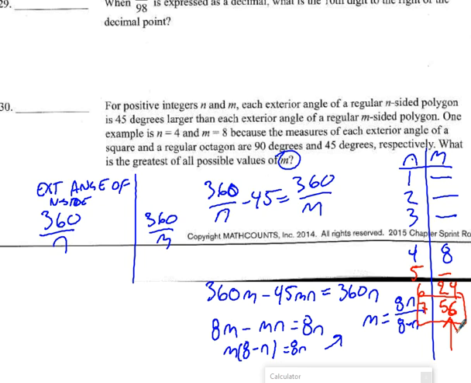The key to this one is knowing this conjecture right here. If you know that conjecture, you can do this problem really quick. If you don't, you are going to struggle, like I just did.